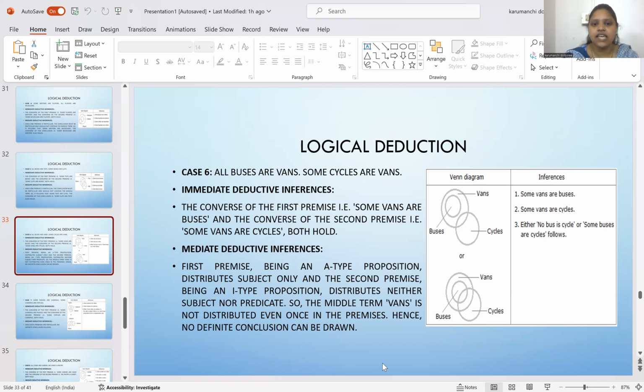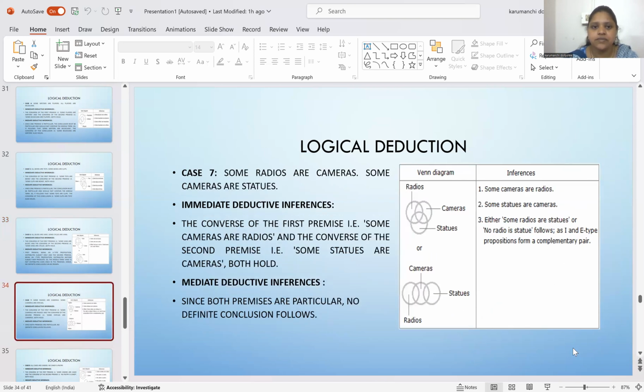It distributes neither subject nor predicate. So the middle term is not distributed even once in the premises. Here we cannot draw a definite conclusion. So this is how the Venn diagram works, and these are the conclusions that we draw using inferences.